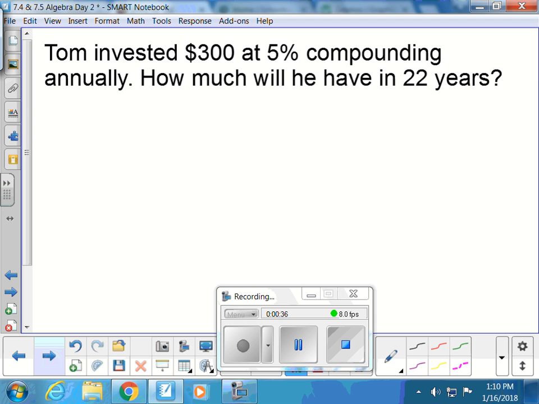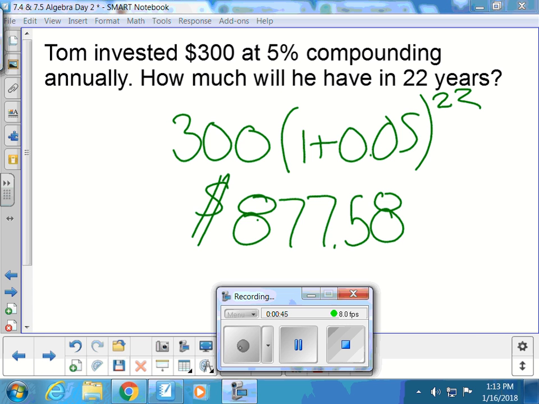So go ahead, I'm going to pause the video and let you guys work on this, and then we'll get a volunteer up. This is just a review of what we learned last week. Okay, we had a student come up here and show the work, and you can see where all the values got put in. It's a 0.05, it's hard to see that decimal point, but the final answer is 877.58.